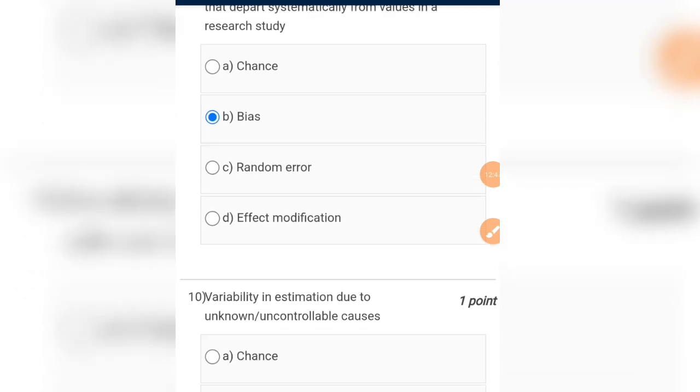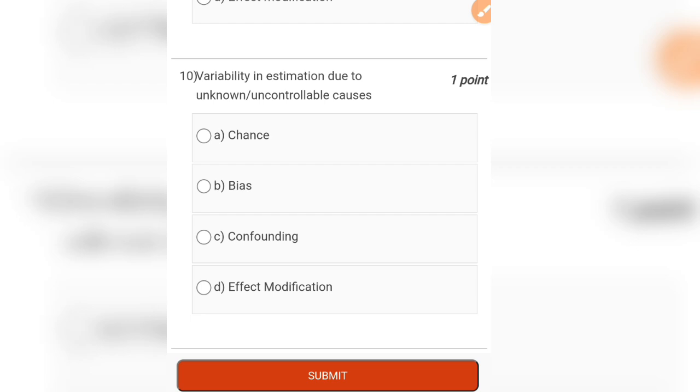The last question for assignment number 8 is: variability in estimation due to unknown and uncontrollable causes is chance, bias, confounding, or effect modification. So the most accurate answer for this question will be option A, that is chance. Now we have completed assignment 8. Submit it.